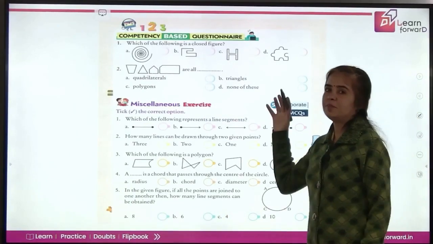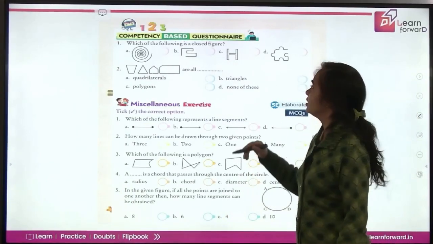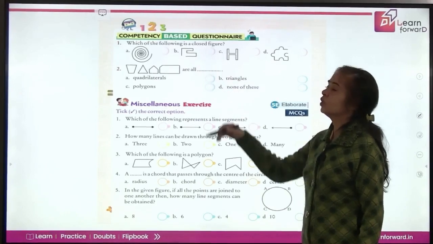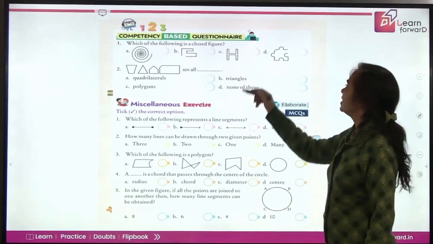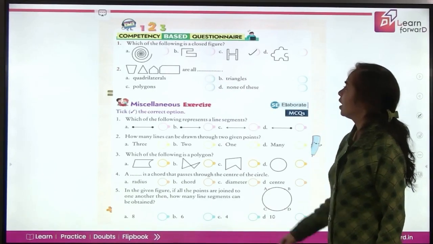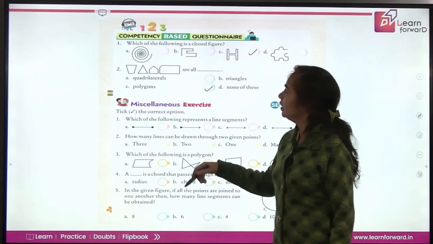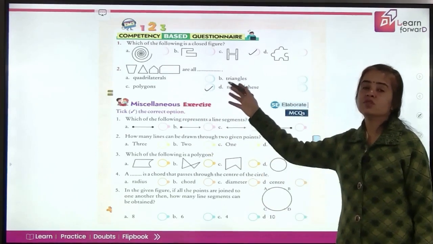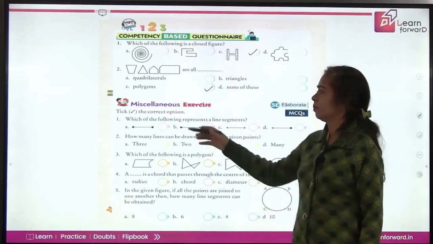Now competency based questions for my Olympiad champions. Which of the following is a closed figure? Yes, H is the closed figure. All these, what are these called? They are all polygons, and they have different number of sides, so we cannot give them any particular name.